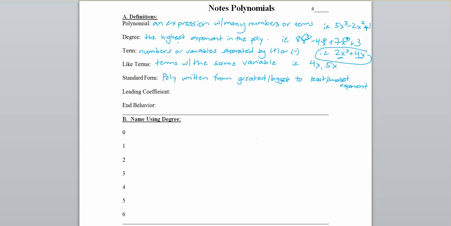The leading coefficient, well, coefficient, if you remember, is the number in front of a variable. So the leading coefficient is the coefficient on the term with the biggest exponent. Again, you need to know what coefficient is. It's the number in front of the variable. The coefficient of the term with the biggest exponent.